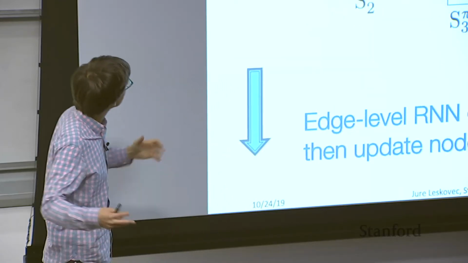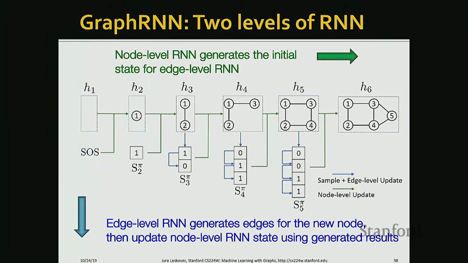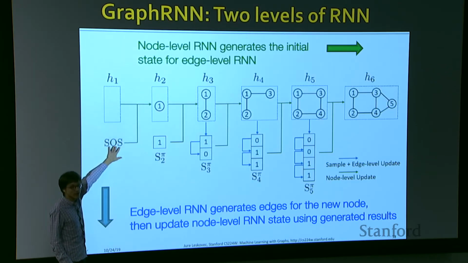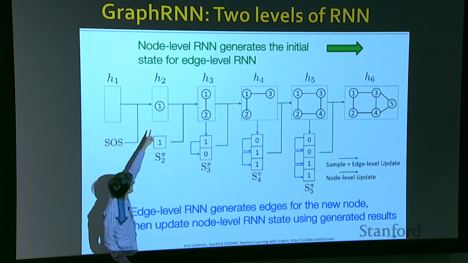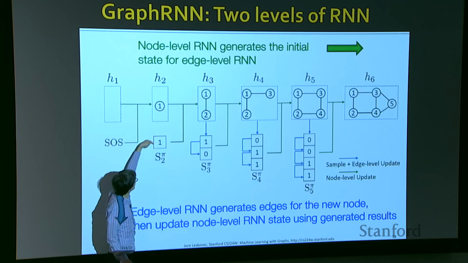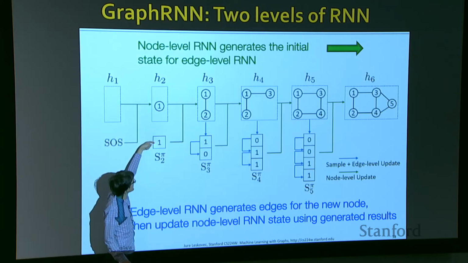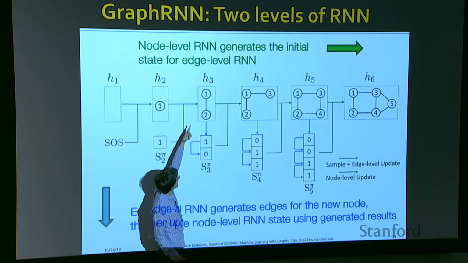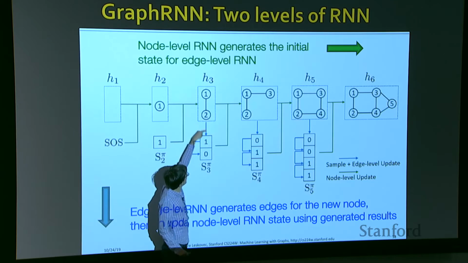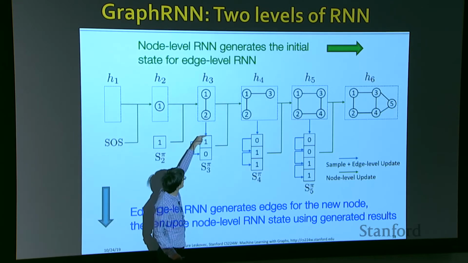So here is now this written out, right? There is the node level, and then top to bottom is the edge level, and this shows how the state is being kept. So what this means is SOS is start of sequence, this is how we initialize the node level RNN. The node level RNN will generate a node, and then its state will be passed to the edge level RNN that will generate the edge. Here it is trivial. And now this new state is pushed back to the node level RNN that will generate a new node, and pass its state down as initialization to the edge level RNN.